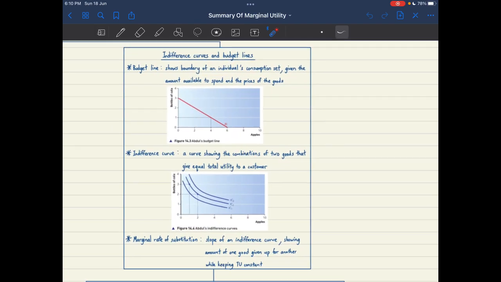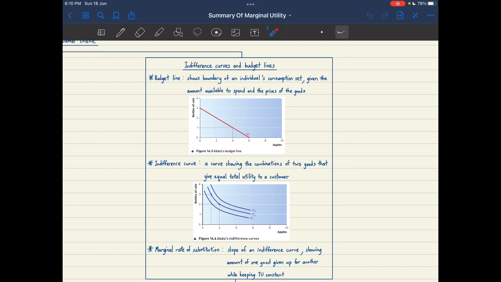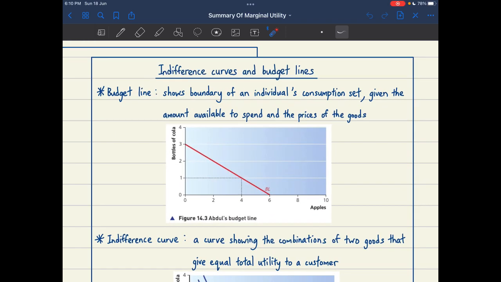And now let's look at indifference curves and budget lines. So your budget line, as you can see here, looks like your PPC, your production possibility curve, although this one is just one straight line. And you can see that there are 2 products that a person may consume, which is apples and bottles of cola. It looks like a PPC, but a PPC is used to show the maximum combination of 2 goods that can be produced in the economy. This one will be the maximum combination of 2 goods that a person would be able to spend with his or her budget at a particular period.